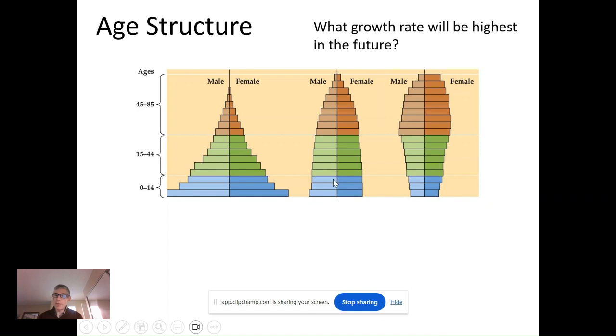Should be pretty stable for the middle one. And this one on the right, we can see very few kids. In fact, fewer than are currently in the breeding age. So this population here is going to have lower growth rates in the future. This probably gives you an idea of why people worry about populations and the number of kids that are coming through that population in many countries.